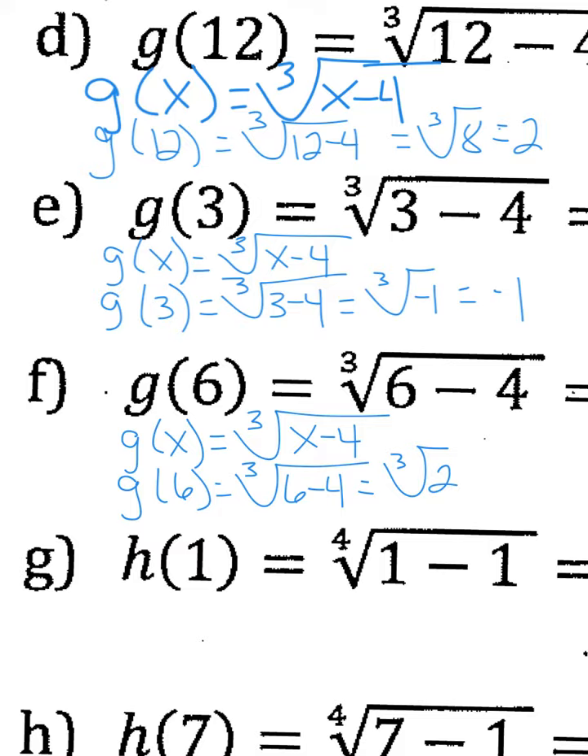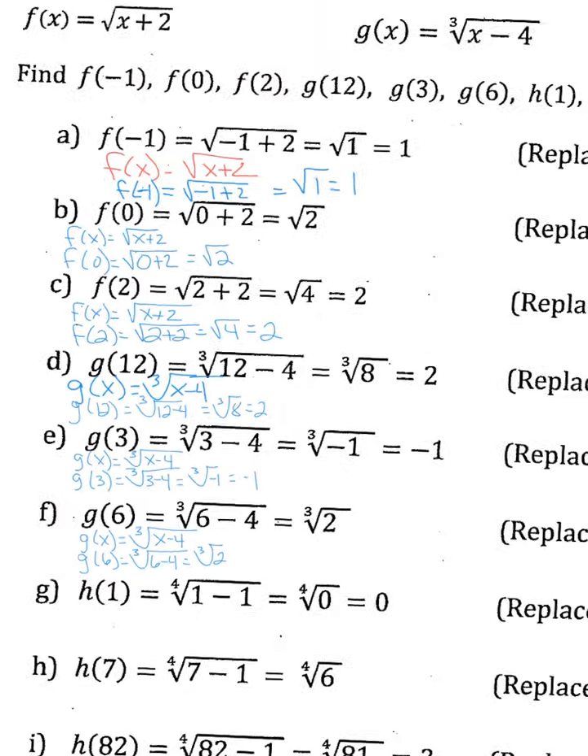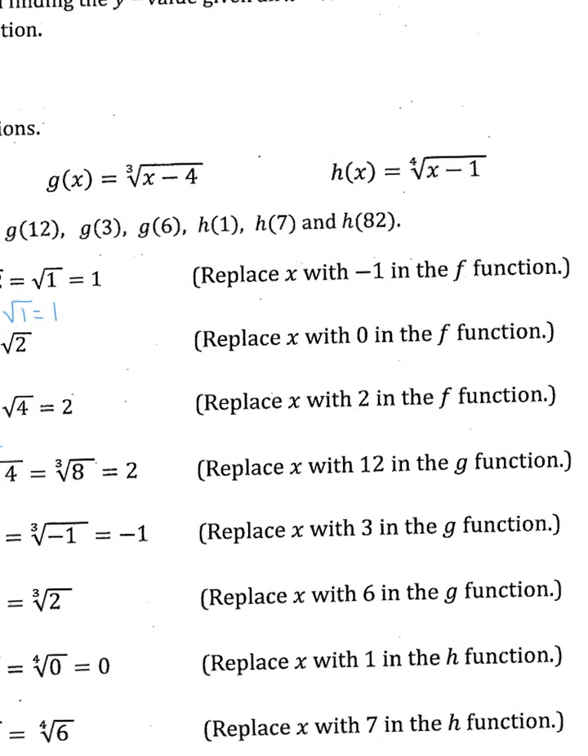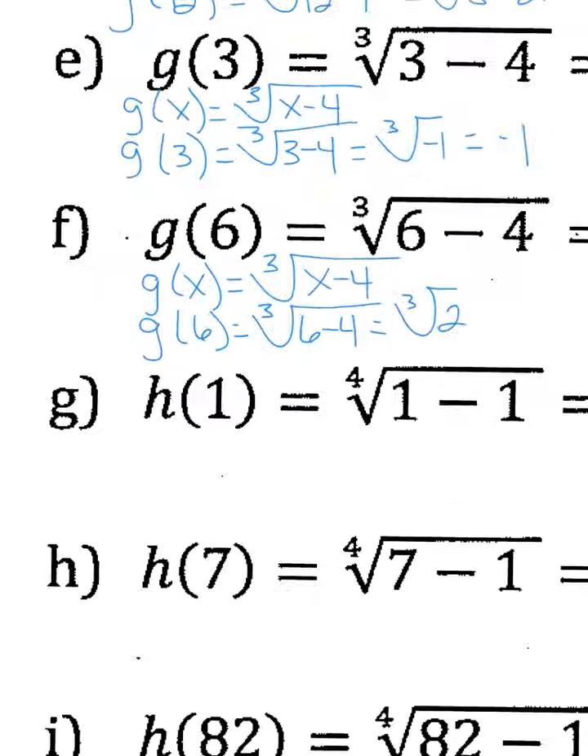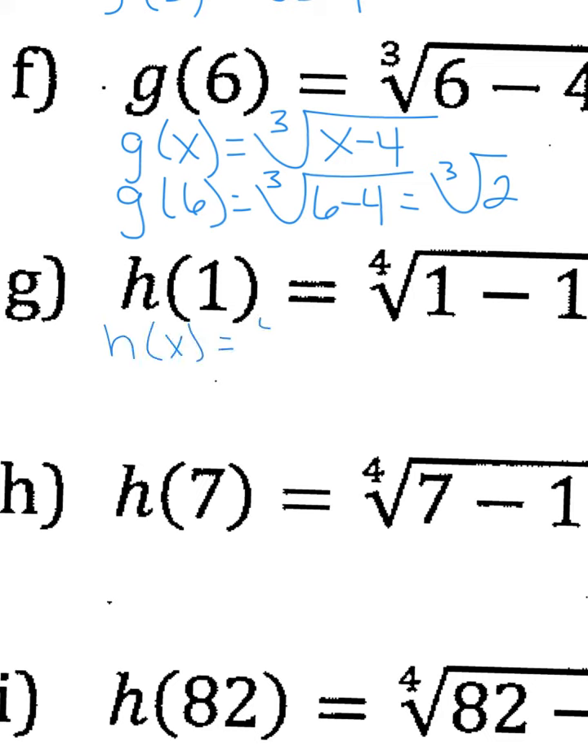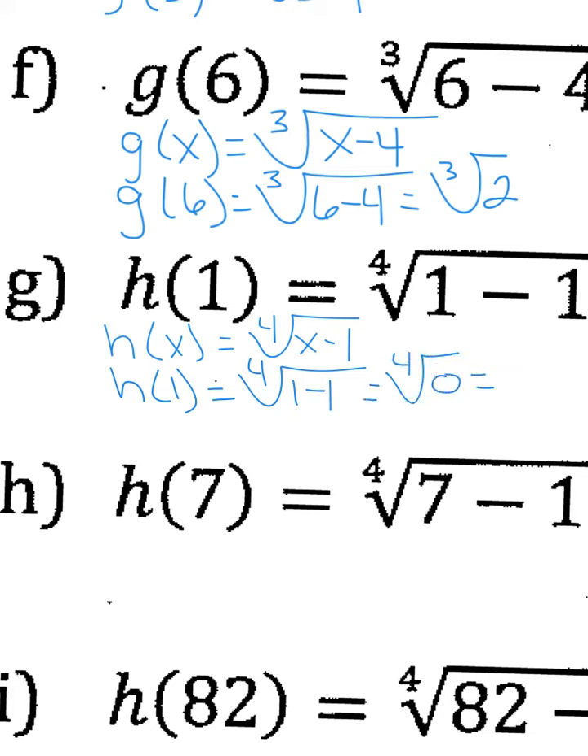Now I'm going to move on to h. So I need to go back and refer. What is the h function up here? H of x is the fourth root of x minus 1. I'm going to write the h function here. H of x equals the fourth root of x minus 1. So h of 1 substitutes a 1 into that function. So h of 1 equals the fourth root of 1 minus 1. Well, 1 minus 1 is 0, and any root of 0 is 0.